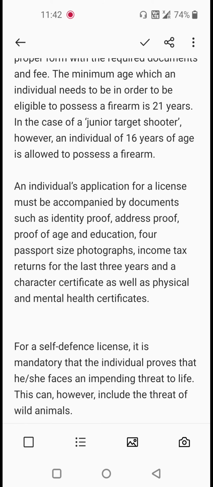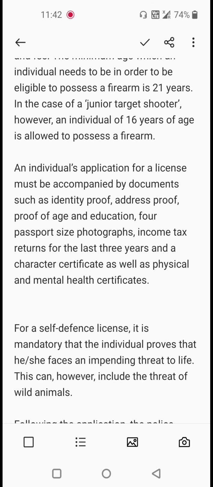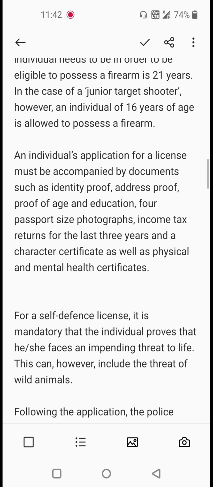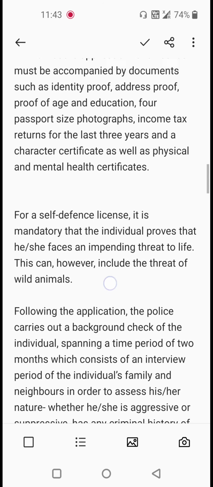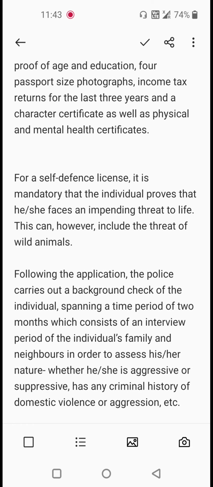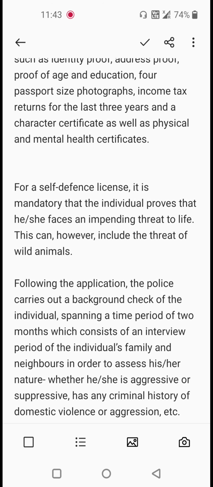An individual's application for a license must be accompanied by documents such as identity proof, address proof, proof of age and education, 4 passport size photographs, income tax returns for the last 3 years, and a character certificate as well as physical and mental health certificates. For a self-defense license, it is mandatory that the individual proves that he or she faces an impending threat to life. This can, however, include the threat of wild animals as well. If you apply for a license on the basis of self-defense, then you have to prove that there is a threat to your life.